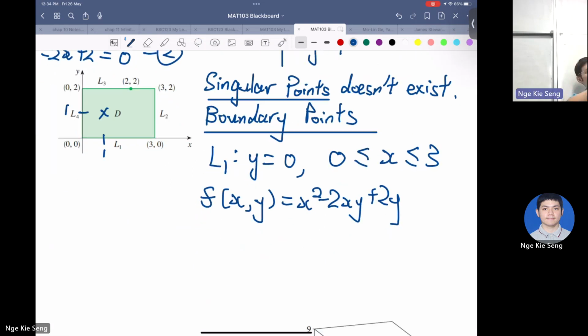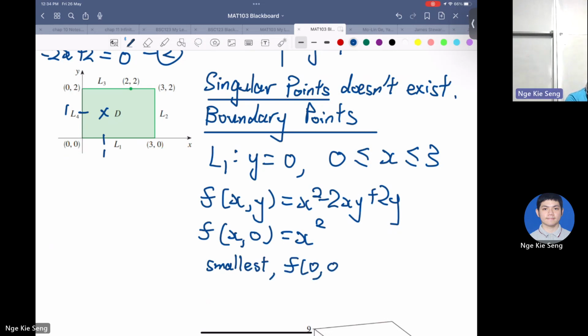So on this point, y always equals 0. So I just write f(x, 0) equals x squared. x squared is a function that you know, right? So in between 0 and 3, what happened to x squared? It increases from 0 to 3. So the highest point is at x equals 3, and the smallest point is at x equals 0, which is 0. And then the largest is at x equals 3.